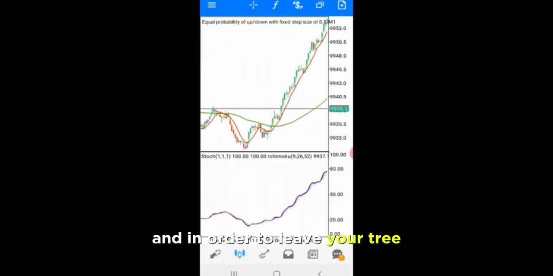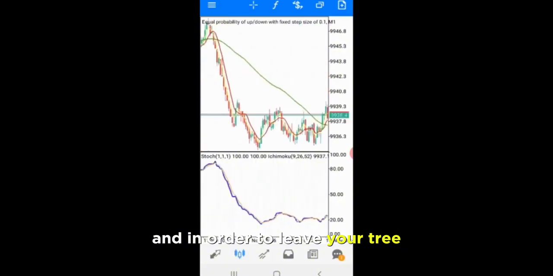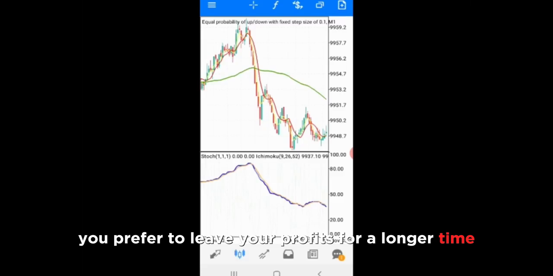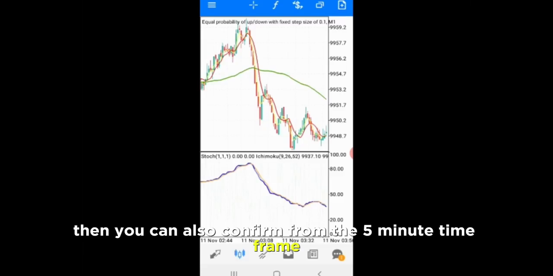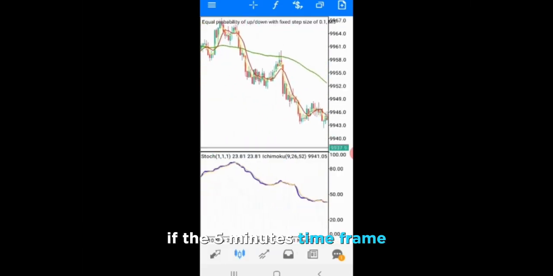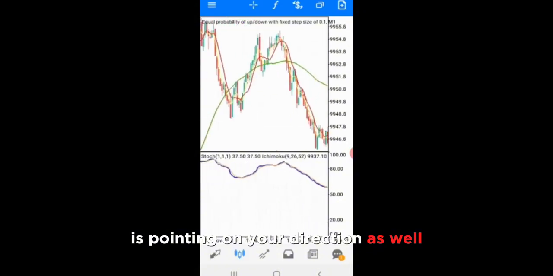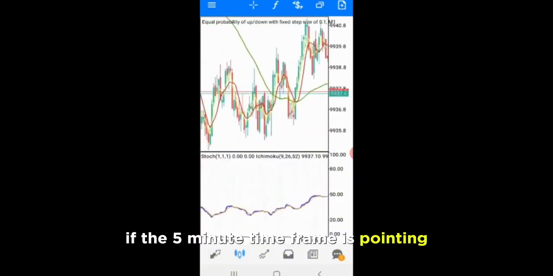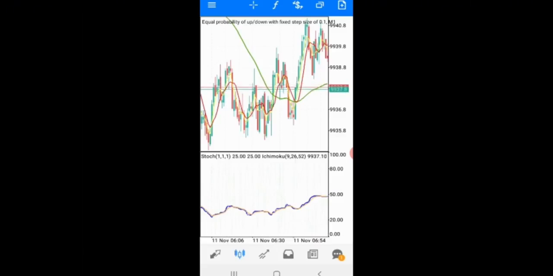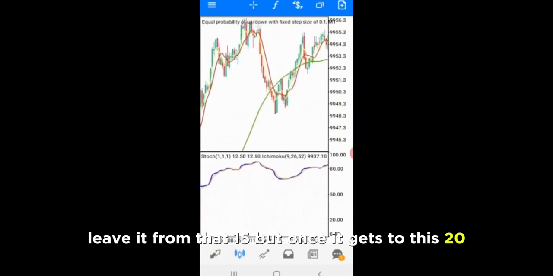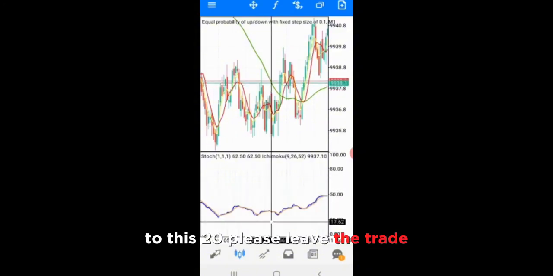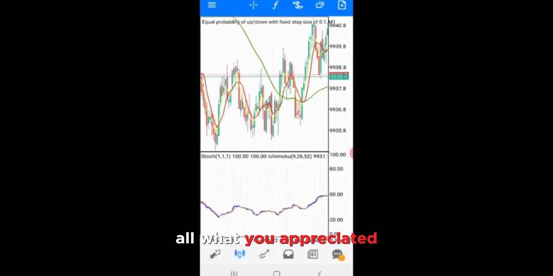It's advisable. And another thing, to leave your trade, if you are a long time trader and you prefer to leave your profit for a longer time, then you can also confirm from the 5 minute time frame. If the 5 minute time frame is pointing in the same direction as the 1 minute time frame, then you can leave it from that 15. But once it gets to this 20, please leave the trade. Just close the trade so that you won't lose what you have profited.